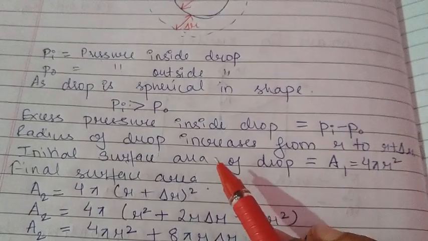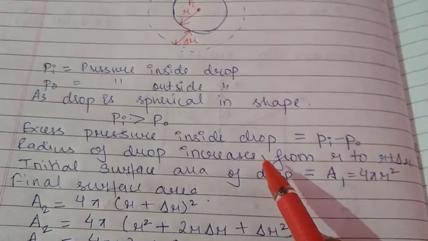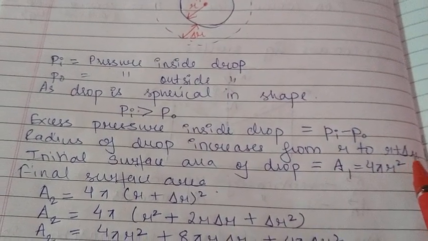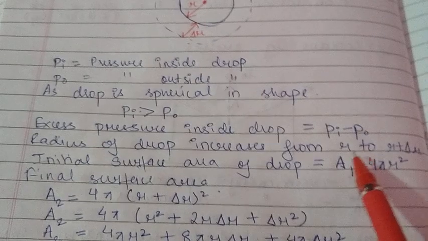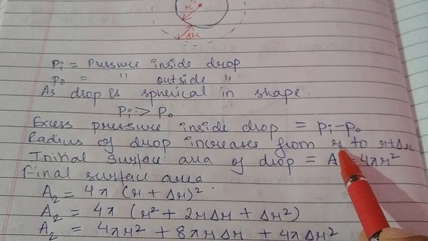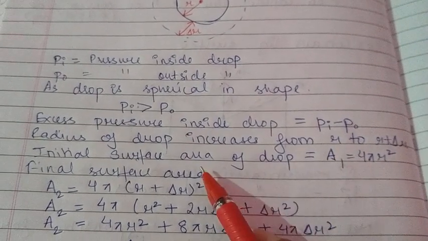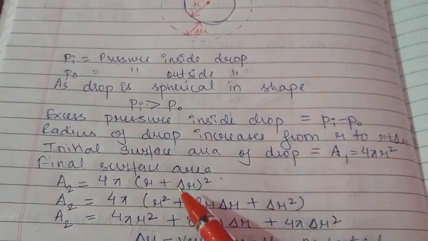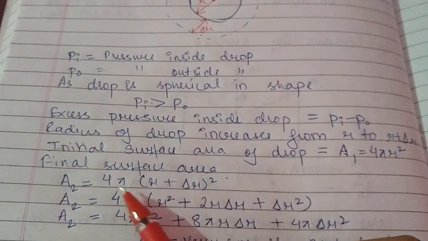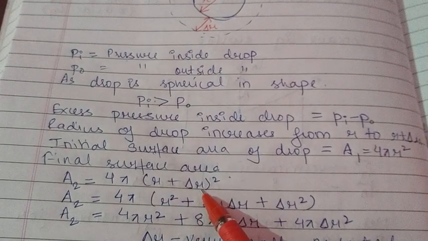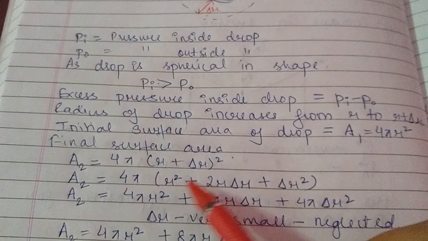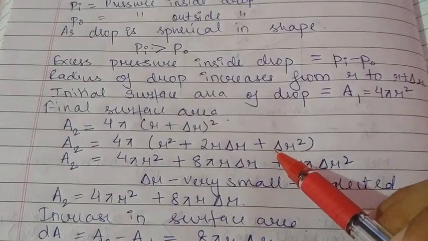Now suppose the radius of the drop, initially r, increases by a small value delta r, that is, the final radius is r plus delta r. As the initial radius is r, the initial surface area can be written as 4 pi r square, and the final surface area can be written as 4 pi (r plus delta r) whole square. Now (r plus delta r) whole square follows the identity (a plus b) whole square, which all of you know.